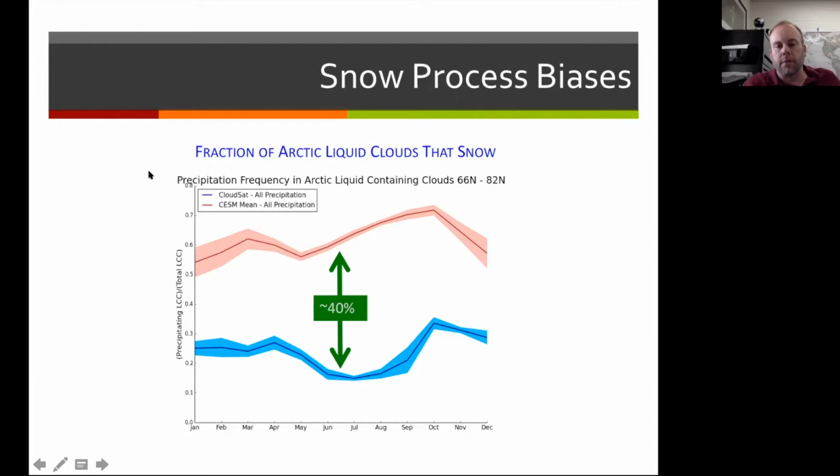So not only are the observations able to demonstrate that the cloud fraction is biased in the models, but they're also able to somewhat diagnose the process that's responsible, in much the same way that it has been done using surface observations in the past.